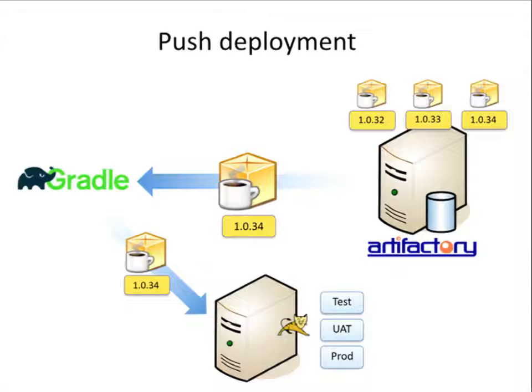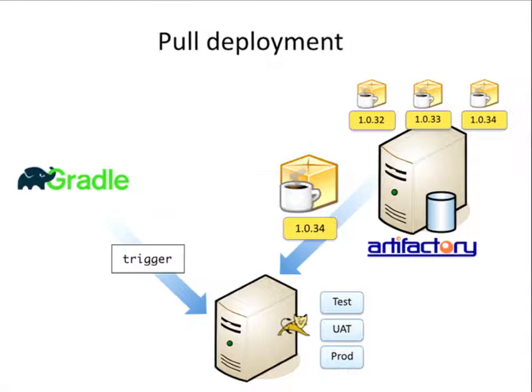Generally speaking, there are two different models here. Push deployment, where you simply get the artifact out of your binary repository and you push it up into the specific environment. The other model could be a pull deployment, where you simply trigger deployment on the target environment, and the target environment knows how to get the respective artifact with that specific version.